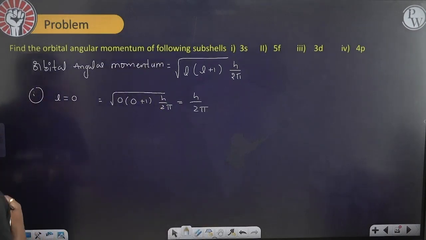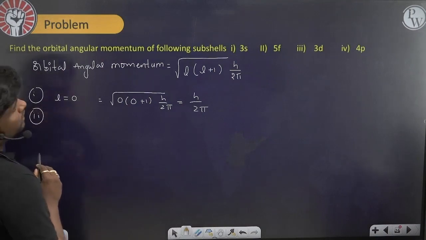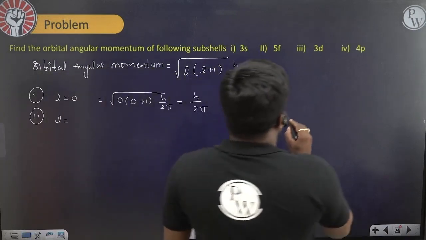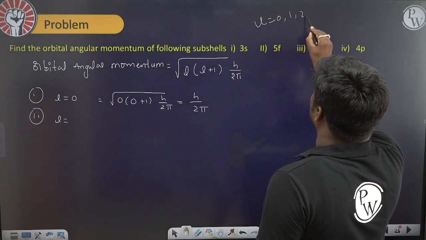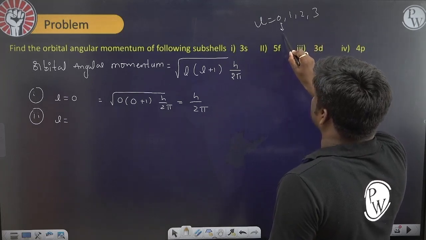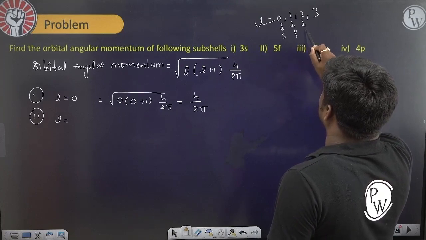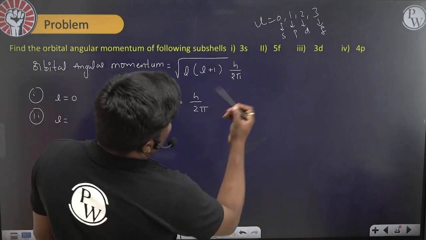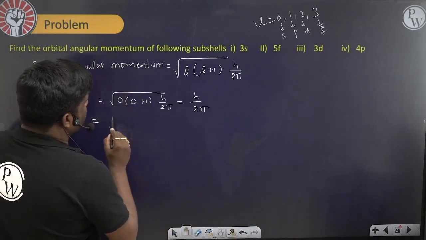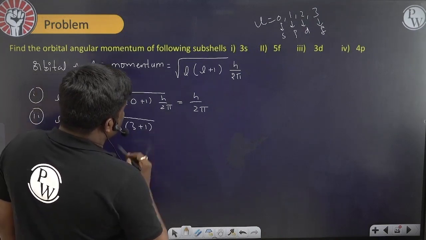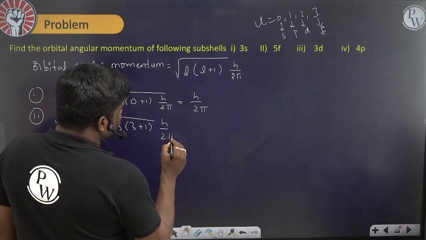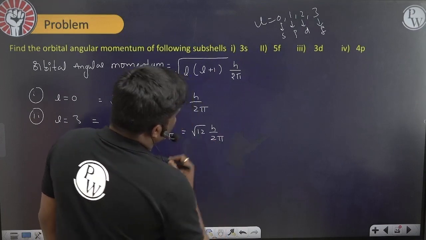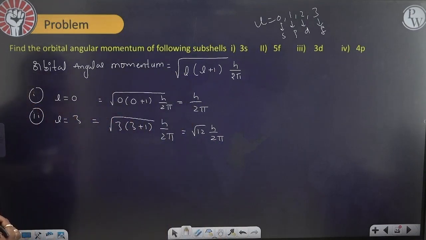Next, the second one is 5f orbital. 5f orbital means the L value will be how much? See, I will write the L values here. L value is 0, 1, 2, 3. L value 0 means s orbital, 1 means p orbital, 2 means d orbital, 3 means f orbital. So for 5f, the L value is 3, which is under root 3 into 3 plus 1. 3 plus 1 is 4, into h by 2 pi. 4 into 3 is 12. That is equal to under root 12 h by 2 pi. The orbital angular momentum is root 12 h by 2 pi.